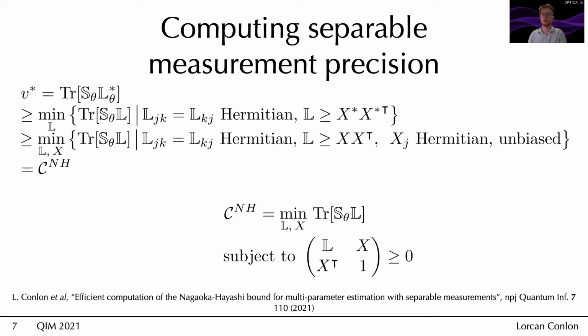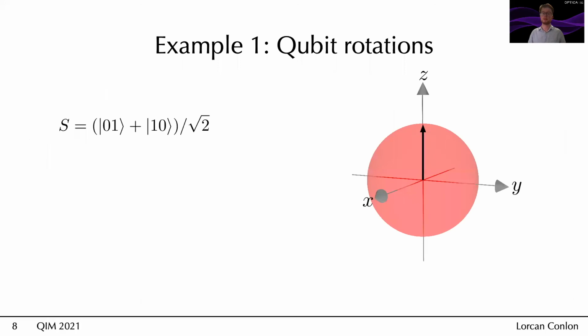Prior to this, when computing separable measurement precisions, the most common approach was to explicitly try and find the optimal measurement strategy, i.e. to find the best POVMs and estimator. However, as the dimensions of the system in question grow, this becomes computationally expensive very quickly, and our program offers a method to circumvent this. I'll now illustrate our results with two physically motivated examples.